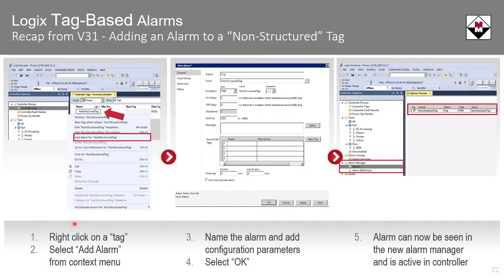So how do you add an alarm to a tag? Well, you can go into the controller tag browser or the program tag browser, right-click on the tag and select Add Alarm. This pop-up box appears, and you name the alarm for this tag, and you add all the configuration parameters, including a message. Once you hit OK, if you go back to the Alarm Manager and look in the Alarms folder, you will now see that alarm and it's active in the controller.